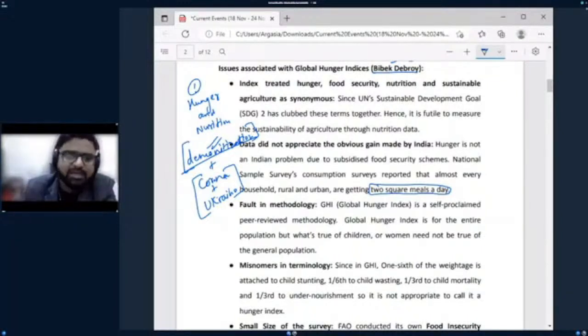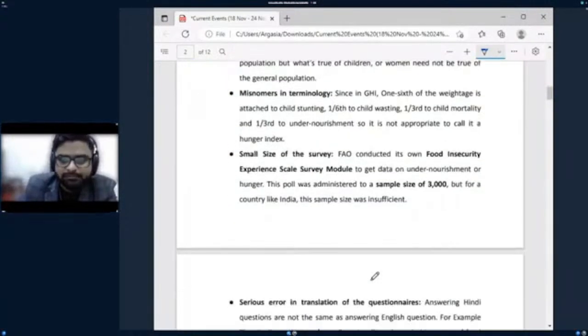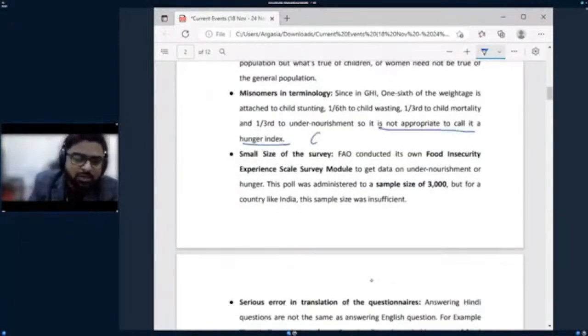So the first criticism that he has given of the index is that this index is confusing between hunger and nutrition. They are different. Second thing he has said, वो मैं बता चुका हूँ, it is not appropriate to call it hunger index, call it global nutrition index. That will be better according to him.